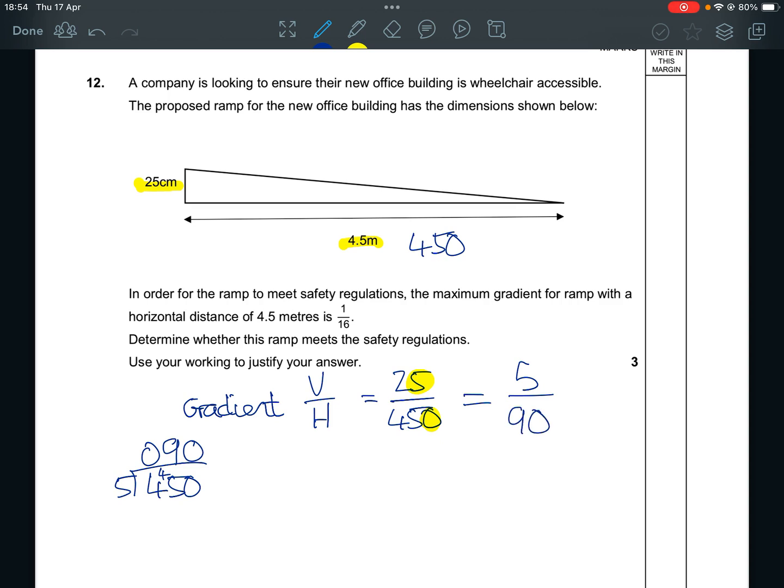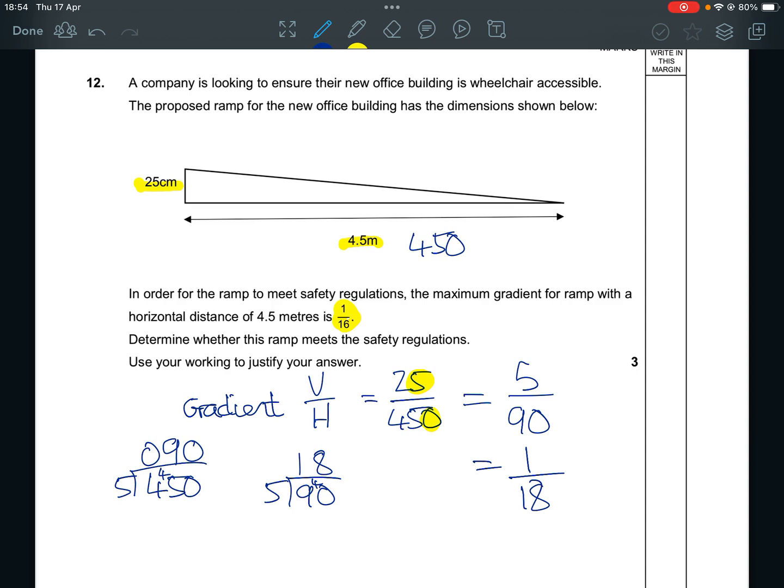And again, we can simplify this as well, because we want to simplify it so it's 1 over a number, so we can then compare to see if it's going to be within the safety regulations. And again, what you'll do is think about how many 5s go into 90. So during an exam, you might just want to do this method so you're not going to make as many mistakes as opposed to trying to do it in your head. So how many 5s go into 9? That's 1, carry the 4. How many 5s go into 40? That's 8. Okay, so that's going to be 1 over 18.